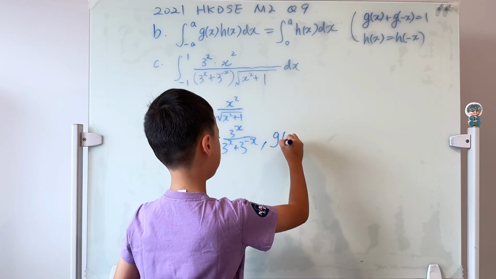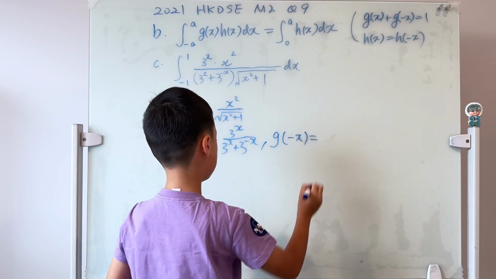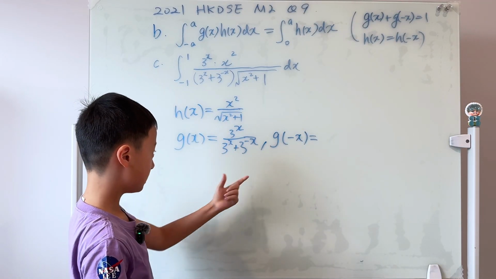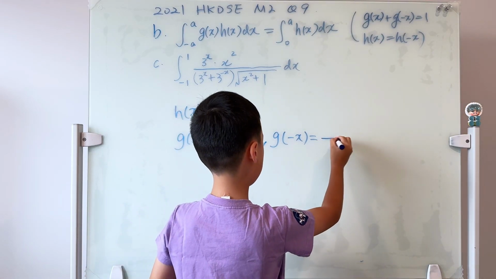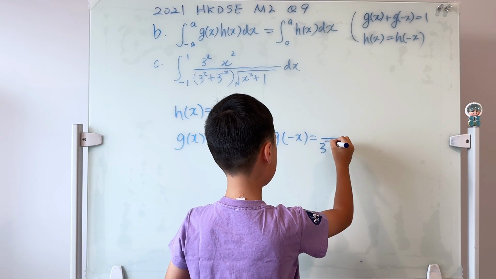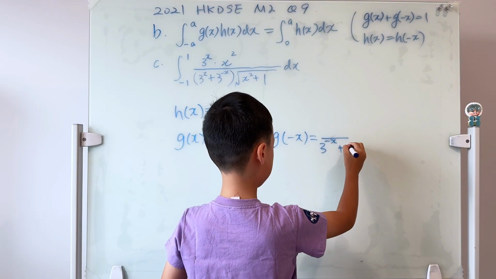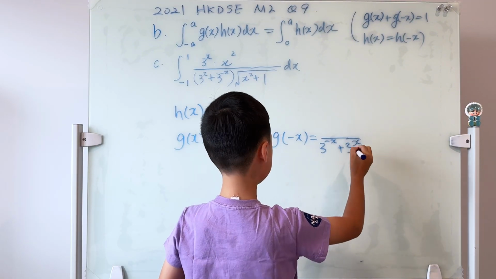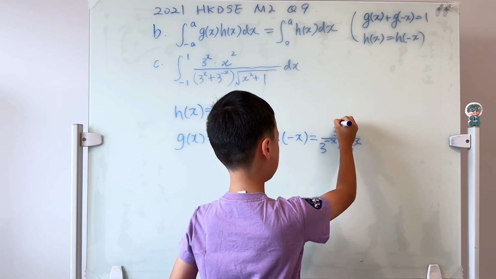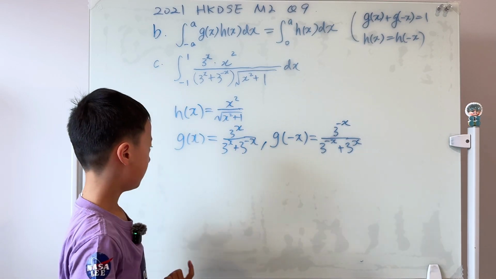So we know that g of negative x, you just sub all of these x's with negative x, so then it will become 3 to the power of negative x plus 3 to the power of x on the bottom. On the top, it'll just be 3 to the power of negative x. Now let's take a look.